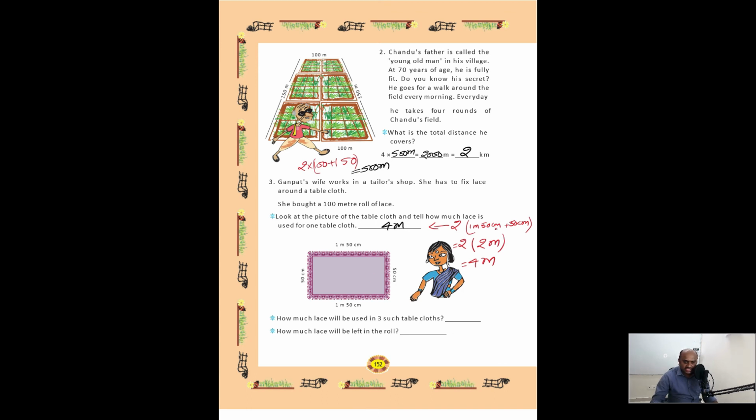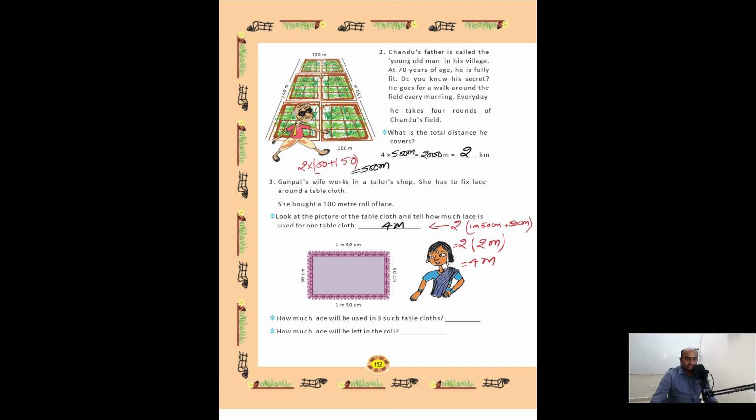So inside the bracket you add 1 meter plus 50 centimeters plus 50 centimeters, it will become 2 meters. Okay, because we know 100 centimeters is equal to 1 meter. So here we have 100 centimeters. Okay, this is the 100 centimeters we have. So total 2 meters inside. 2 into 2, 4 meters.